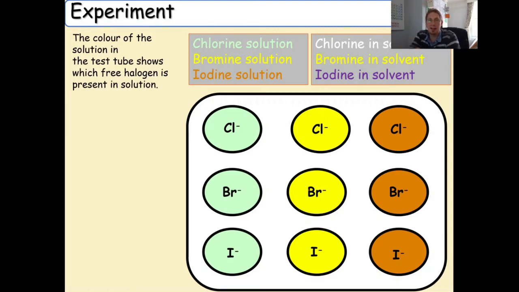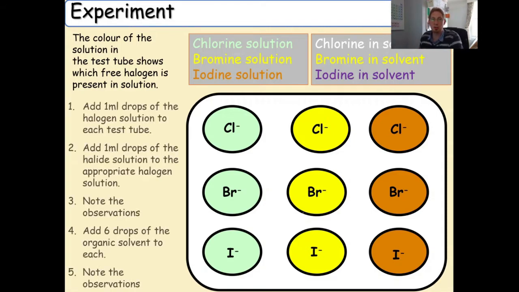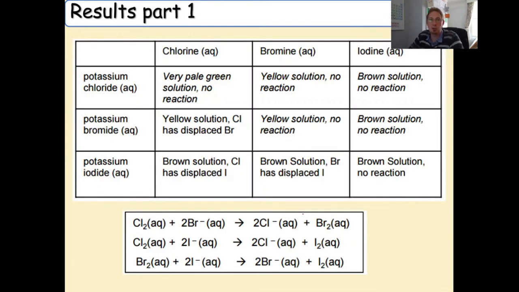Reacting chlorine solution, bromine solution and iodine solution with bromide, chloride and iodide solutions. For example, chlorine and potassium chloride, you wouldn't see anything happen. This yellow solution, no reaction, brown solution, no reaction. Potassium bromide and chlorine, the colourless and colourless solution, would generate a yellow solution. That's because you've generated bromine, and many of you really struggle to do this in your mind. Bromine and potassium bromide, iodine and potassium bromide, no reaction.